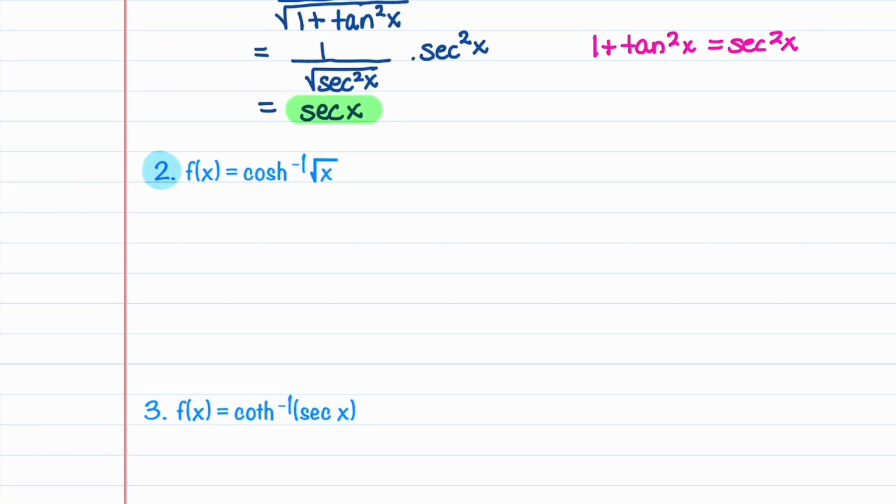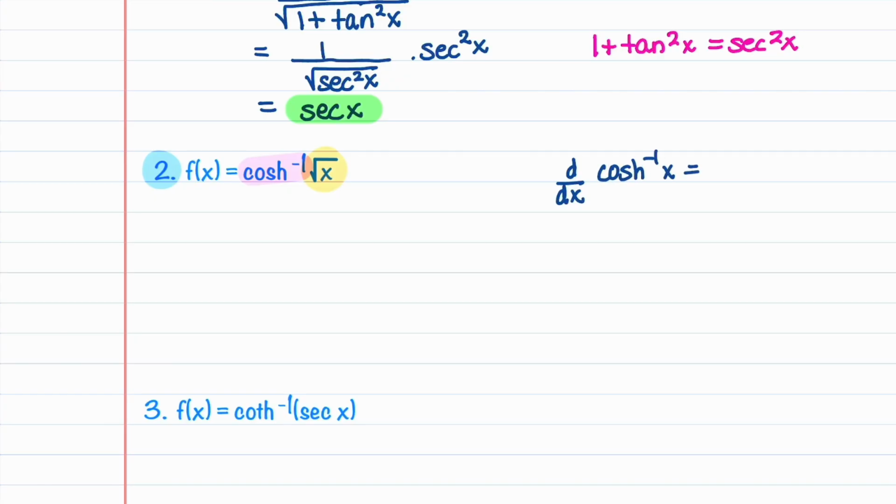Let's now look at our second example. We are going to find the derivative of inverse cosh of the square root of x. Again, we are going to use the chain rule because we have an outer function and then we have an inner function. Let's first write down what our derivative is. The derivative with respect to x of inverse cosh of x is 1 all divided by the square root of x² minus 1. Our derivative f prime of x is then 1 all divided by the square root.